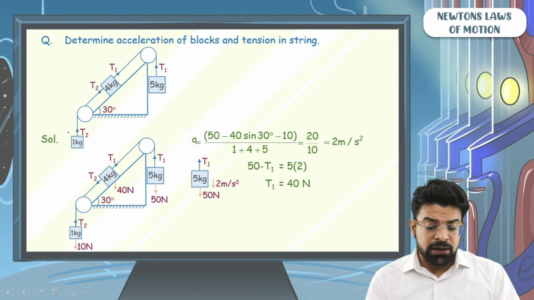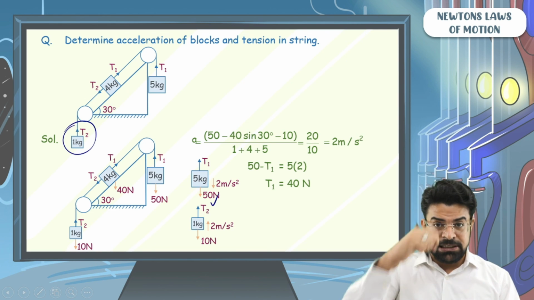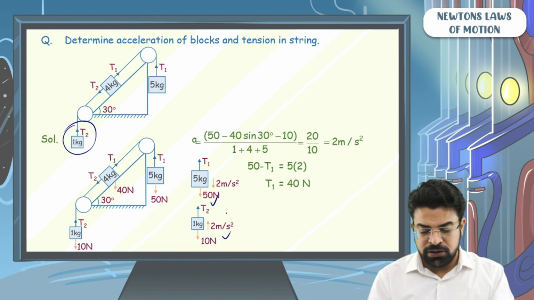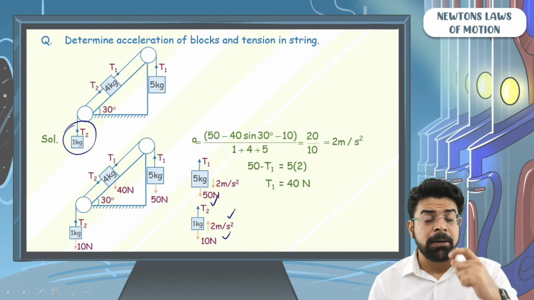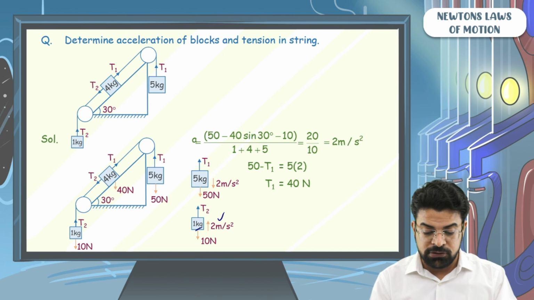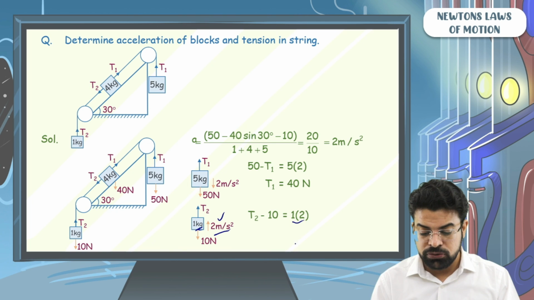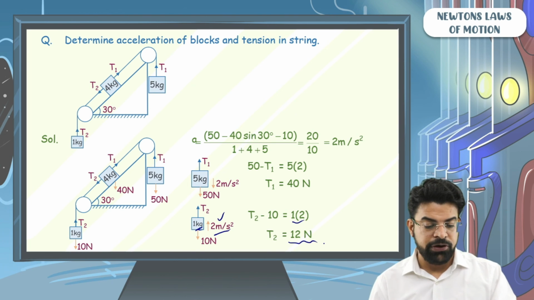To find T2, make the force equation on 1 kg. You will say that the upward force is T2. The force of gravity is 10 Newton. It has an upward acceleration of 2 meter per second square. The net upward force equals mass into acceleration. So T2 minus 10 equals 1 into 2. So T2 has to be equal to 12 Newton.